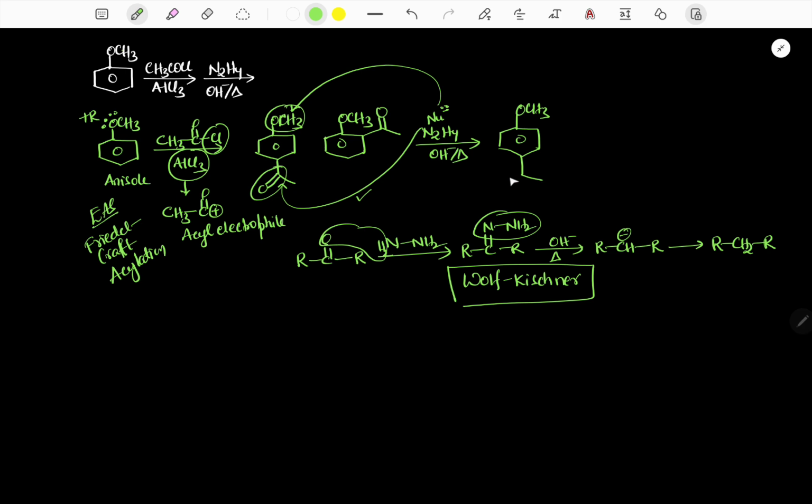So first we should write C minus, and it undergoes finally acidification, and it gives the corresponding product like this. So if it undergoes reduction, the corresponding product is like this. Carbanion intermediate, and it finally converts into the corresponding product like this. So first reaction is Friedel-Crafts acylation. Second reaction is Wolff-Kishner reduction.